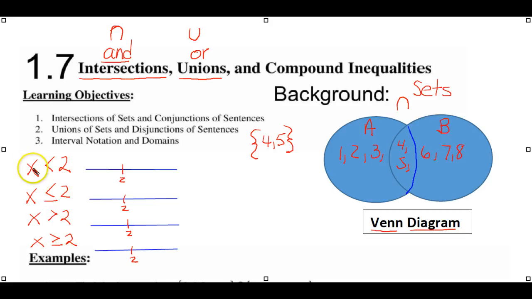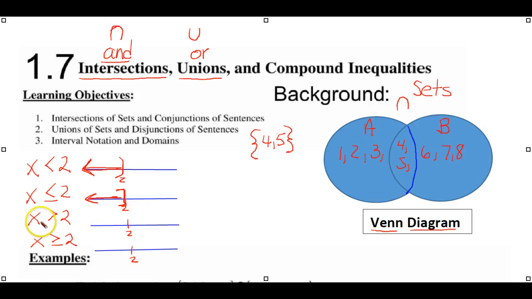So if we had the inequality x is less than 2, 2 is not included in the set. And we indicate that by using a parenthesis facing left and then darkening the arrow. So this is the graph of this inequality, x is less than 2. Now, for this one, x is less than or equal to 2. The only change, instead of using a parenthesis, we're going to use a bracket. Again, facing left and darkening the line and enlarging the arrow.